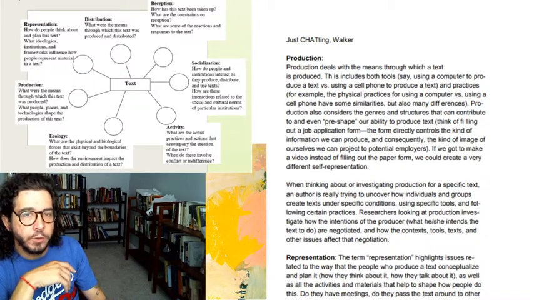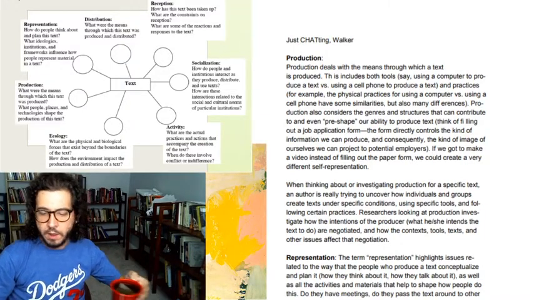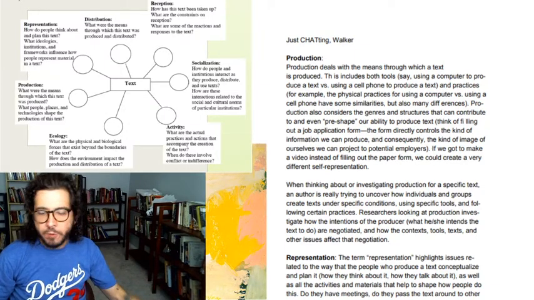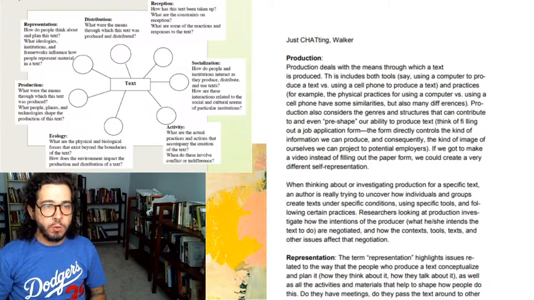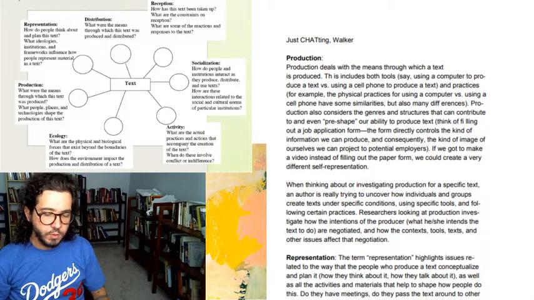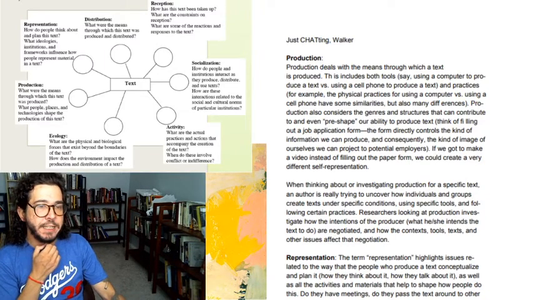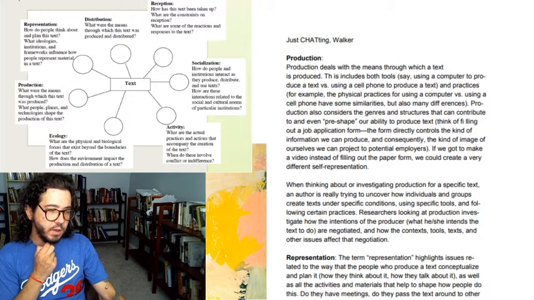So we're going to go through these, and Dr. Walker starts with production. And I'm going to read some sentences from this writing, and then unpack some of them, and we'll move through it that way. So Dr. Walker writes, production deals with the means through which a text is produced. Production also considers the genres and structures that can contribute to and even pre-shape our ability to produce a text.